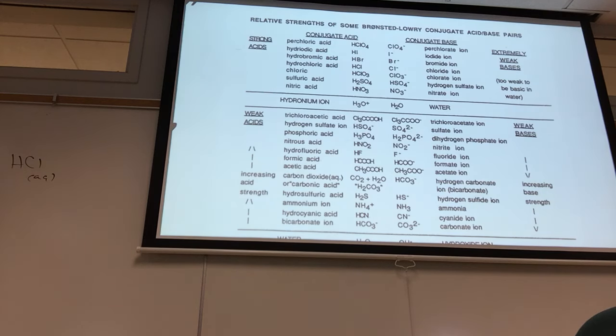So it looks like we're going from a weaker acid to a stronger acid. A stronger acid, is it more stable or less stable? Stronger acids, are they more stable or less stable? Less stable. Stronger acids are less stable. But this is wrong because of something called the leveling effect.